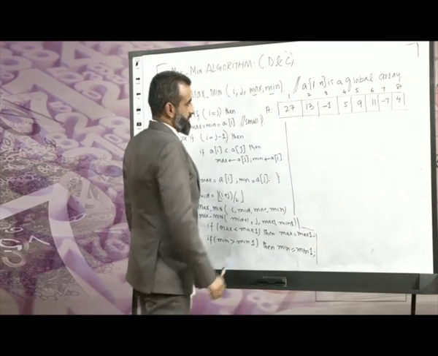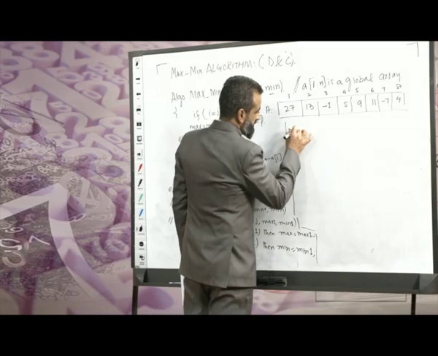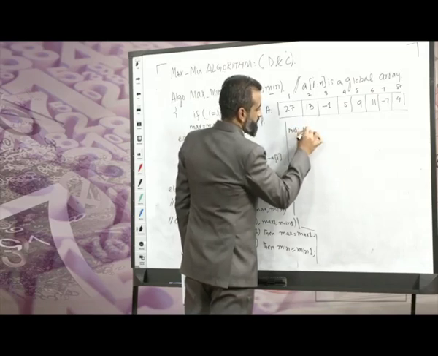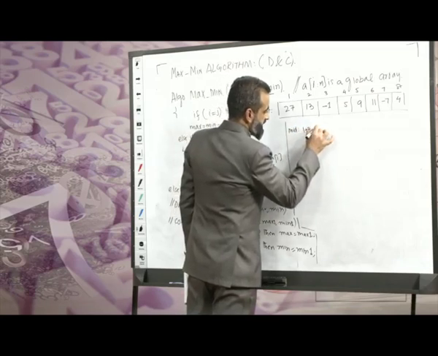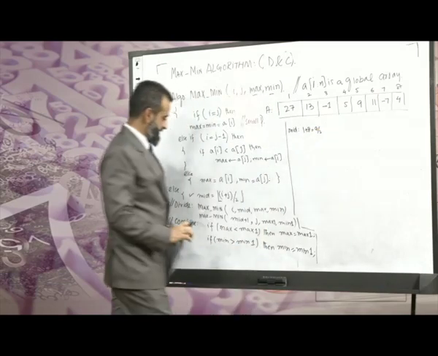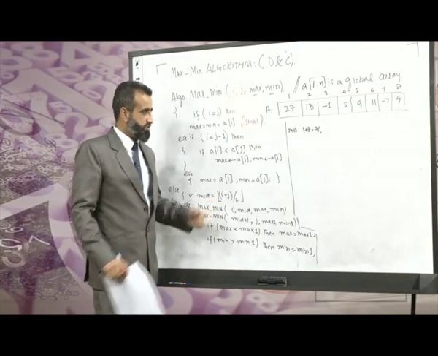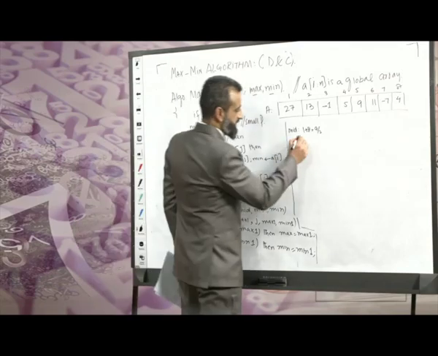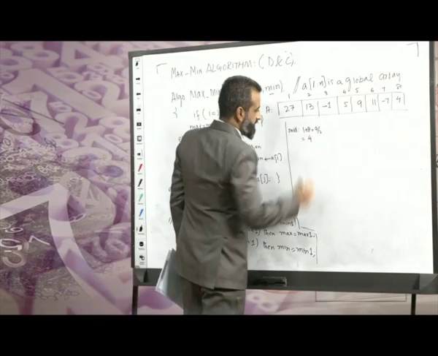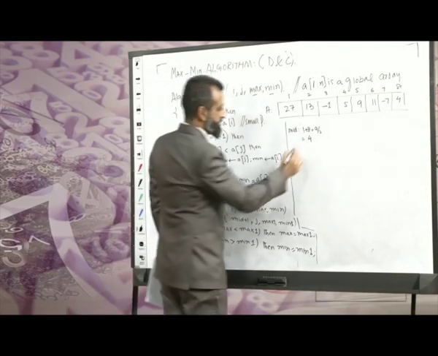Now, finding mid: that will be 1 plus 8, which is 9, divided by 2. Remember, in these cases we always use the floor function, so the value will be the nearest lower value, which in this case happens to be 4. So 4 is my mid.